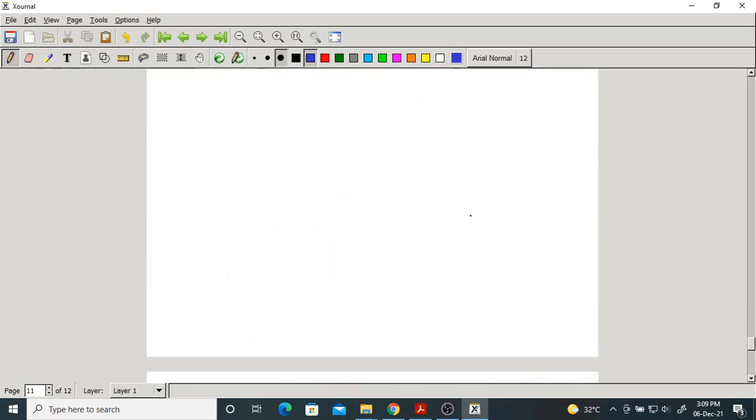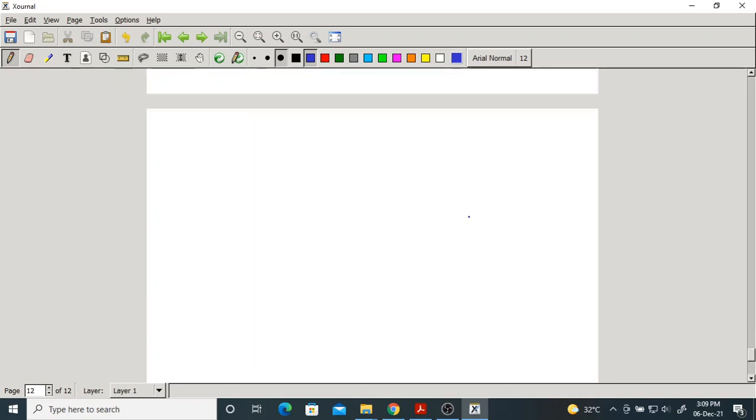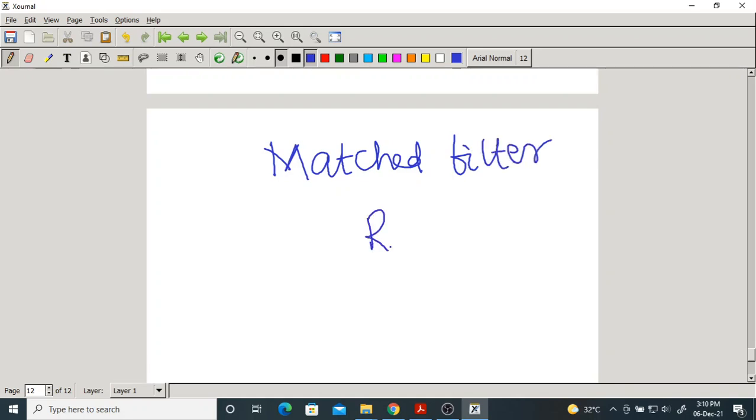Right. So with this we complete the basic techniques. Now I will discuss a receiver. It is called matched filter receiver. So you may get it out.